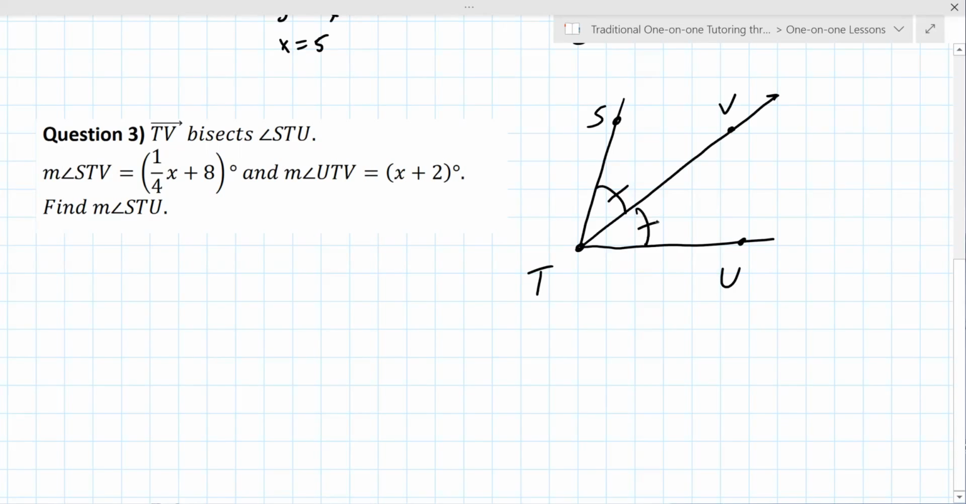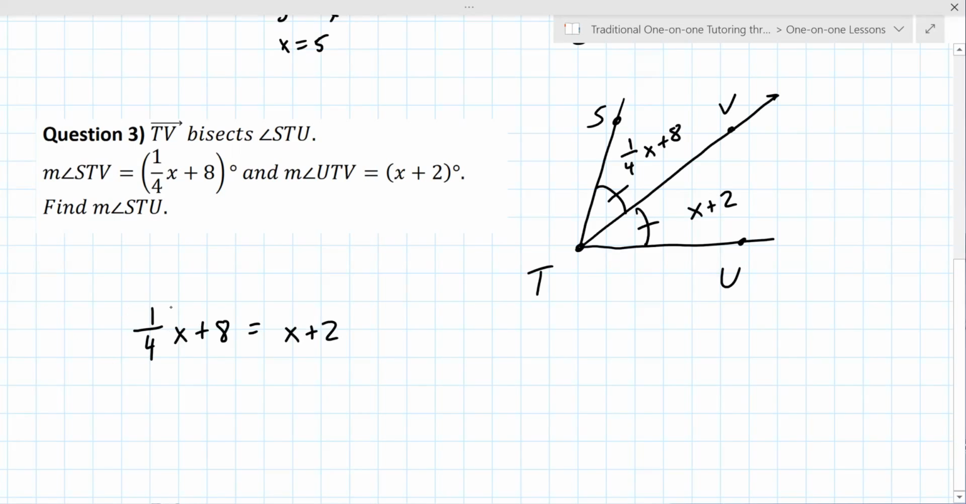So it's really similar to the previous one, except it's an angle now instead of a side. So STV, this angle right here, is 1/4 x plus 8. And this one down here is x plus 2. Now, since the angles are congruent, do you know what to do here with these two expressions? Equal them. You set them equal. Yeah, 1/4 x plus 8 equals x plus 2.